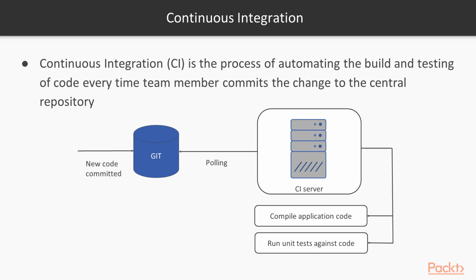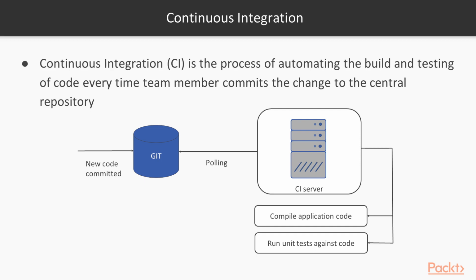So this is a Git repository, and let's assume that someone has committed new code to this Git repository. So now what would happen is there is a CI server, which is a continuous integration server. As soon as new code is committed to the Git repository, the CI server will automatically poll the latest code, and then it will do certain things. It will go ahead and compile the application code. It can run the unit tests against this code. Along with that, it can do a lot of things which you can define the CI server to do.